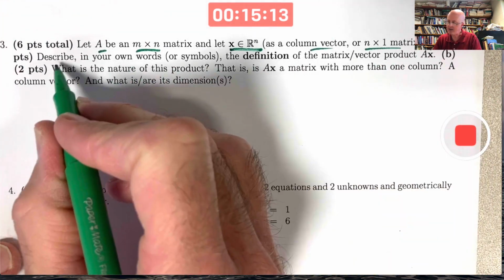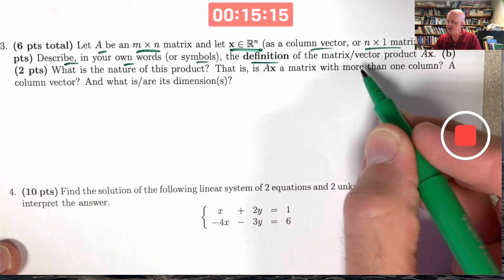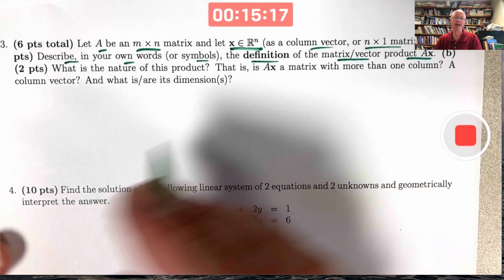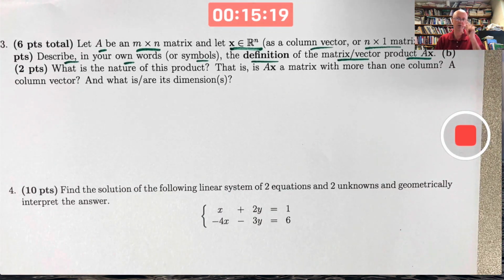Part A, describe in your own words or symbols the definition of the matrix vector product A times x. Okay. What I'm going to do is I'm going to go ahead and write an equation for it, essentially. But my students, I'm telling you, you should be able to describe this equation in words, and I will verbally describe it as I write it.